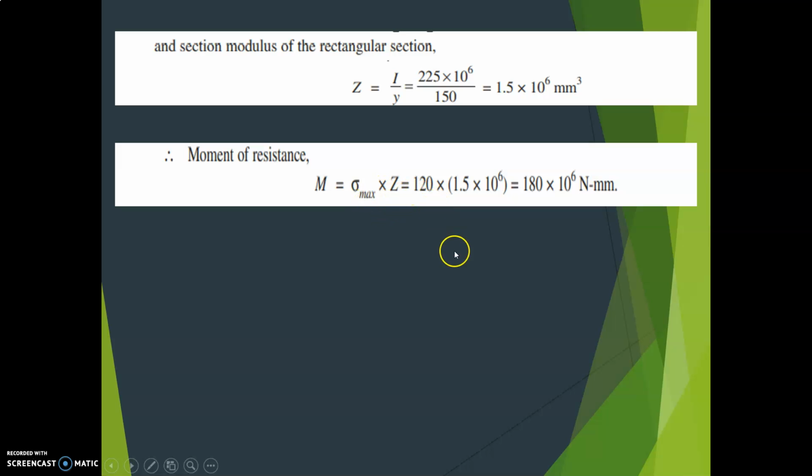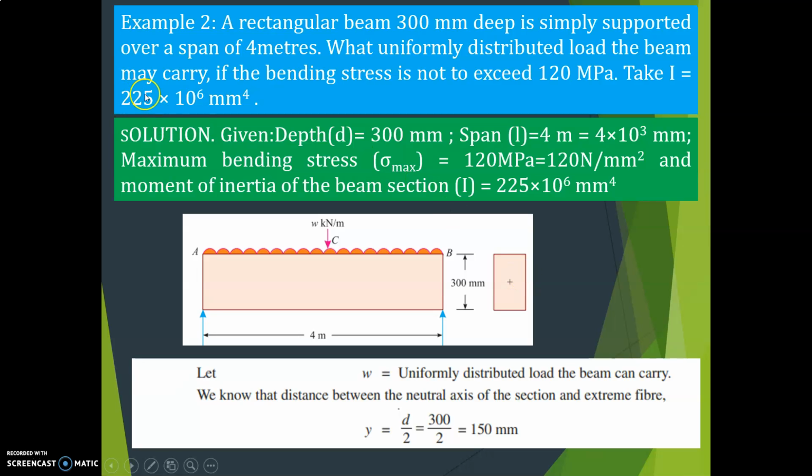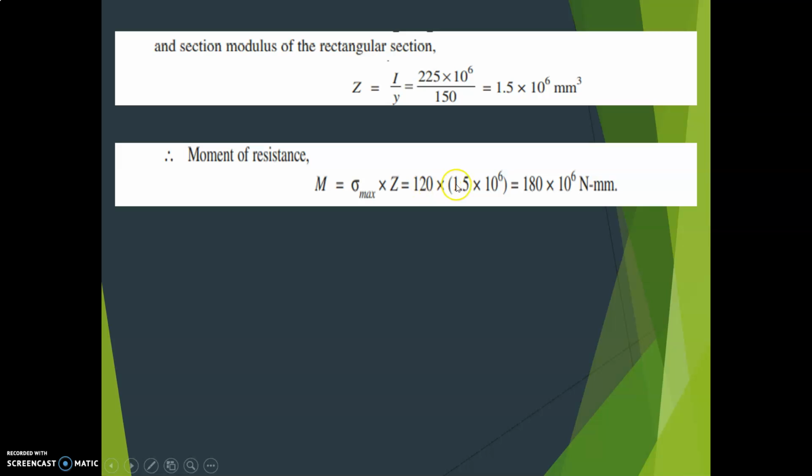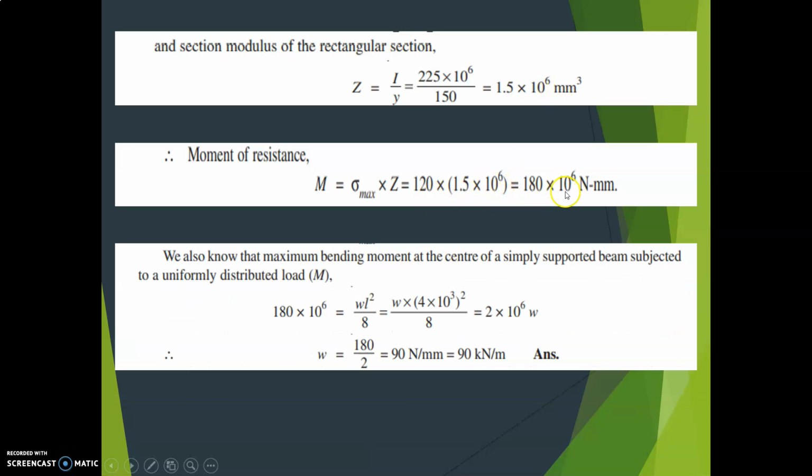Sigma maximum, the bending stress is given, that is 120 MPa. So substitute that 120 into Z. Z is equal to 1.5 into 10 raised to 6. Simplify this, you get the answer. Now we know that the bending moment at the center of a simply supported beam subjected to UDL is given by M is equal to WL square divided by 8. This I have explained while solving SFD and BMD. So if it is a simply supported beam subjected to UDL, M is equal to WL square by 8.